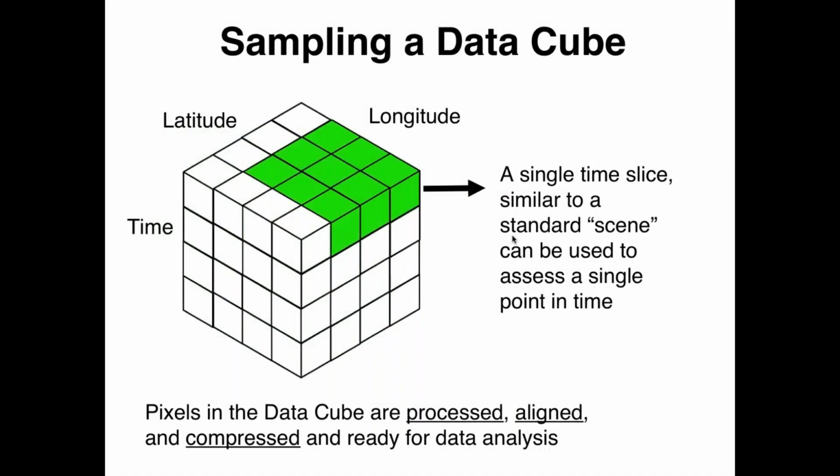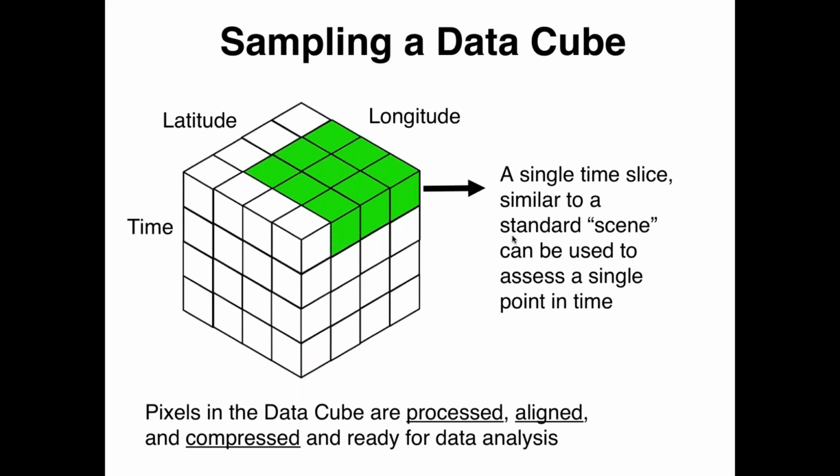So let's talk about how you can query this cube at various levels. First, if you think about the cube as latitude and longitude extent, and it has time extent, think of it as three-dimensional space. If I were to pull out a single time layer, that might be similar to what you saw in that prior thing. That could be a scene, so that might be a single point in time.